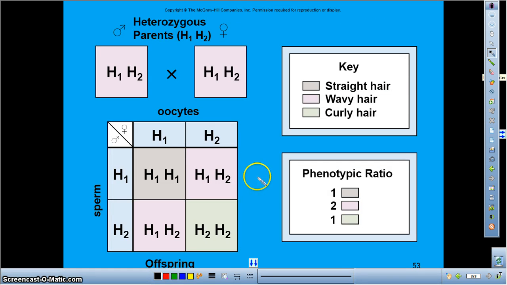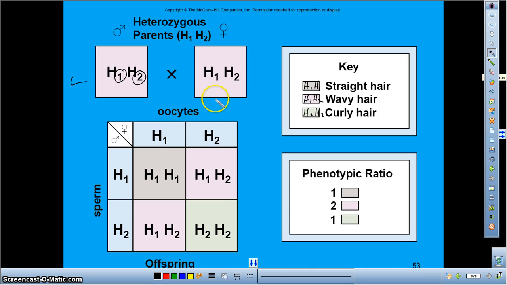Now, your book uses a different notation than I've seen in other textbooks and examples, so I don't want the extra numbers in here to throw you off. In this example, we're talking about curly hair and straight hair. Let's denote that over here. This will be our homozygous, H1H1. This is our heterozygous, H1H2. And this is our homozygous, H2H2. That may help a little bit.